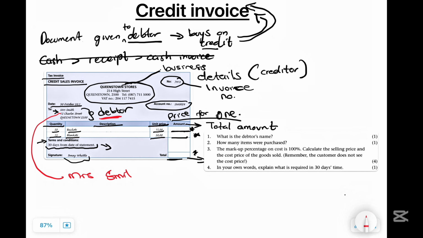And then number two, how many items were purchased? How many? They didn't ask how many buckets or how many blankets. They just asked how many items were purchased. So it means this person bought 50 buckets and 15 blankets. Okay, and that will obviously give us 65 items.